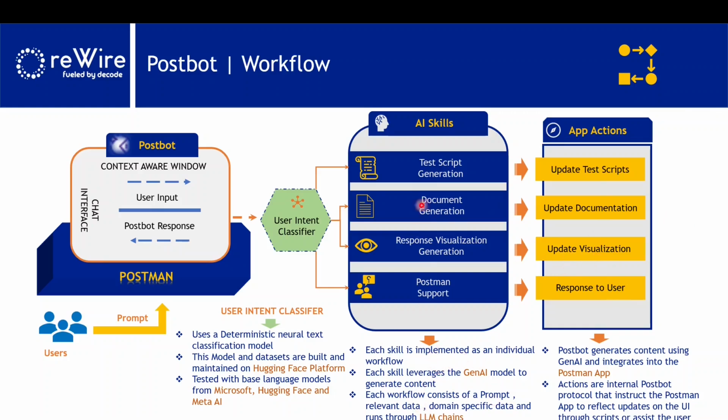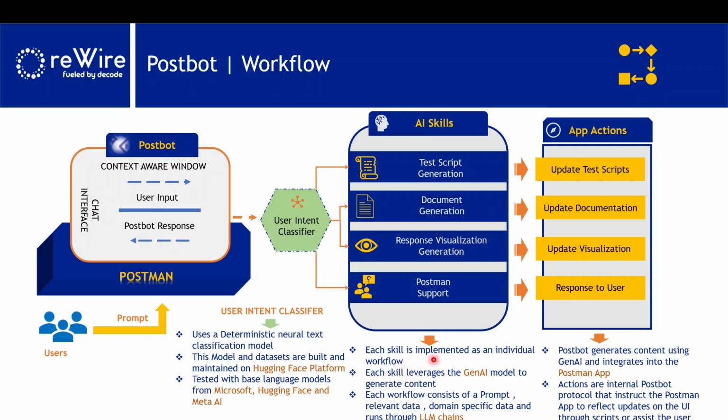Now, how are the skills being handled in the workflow? These are the four skills that Postbot has to support, but internally, they implemented workflows for each skill because it involves a lot. For us as end users, it's as simple as that: we are just giving the input and getting the output, and our job is done. But there is a lot happening behind the scenes.